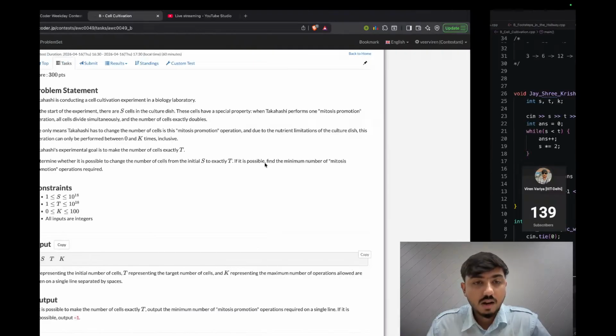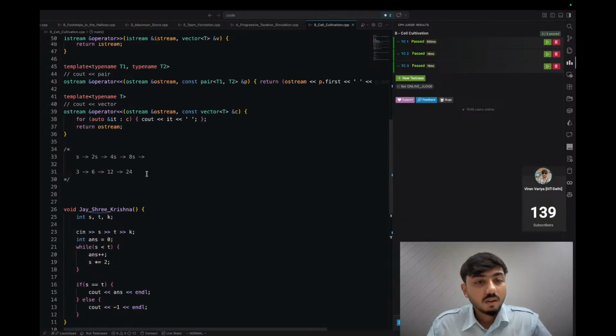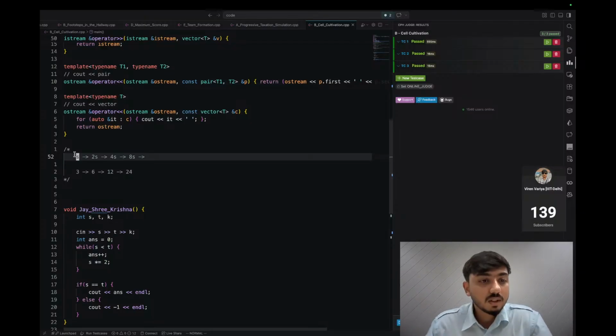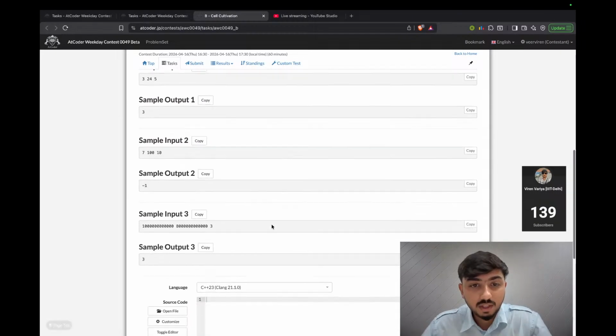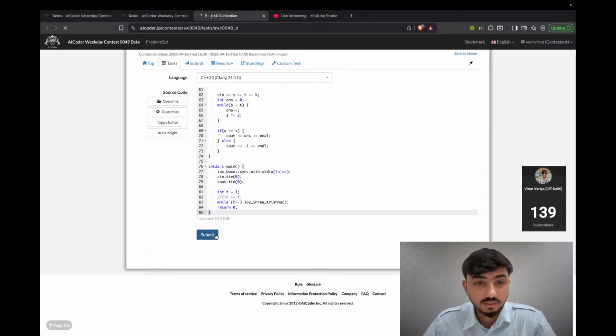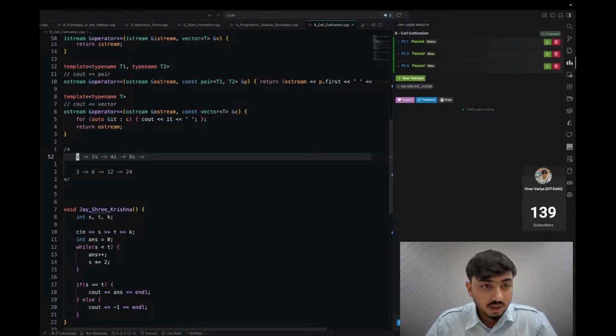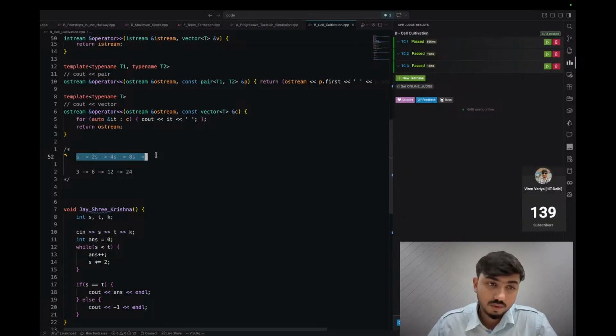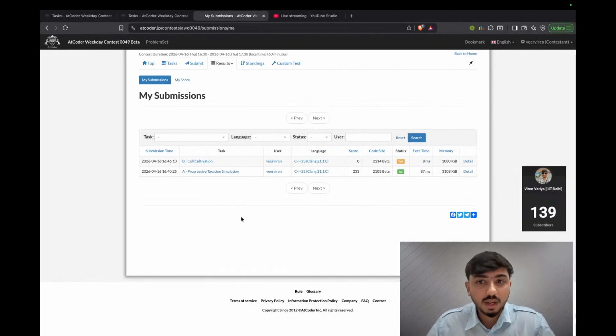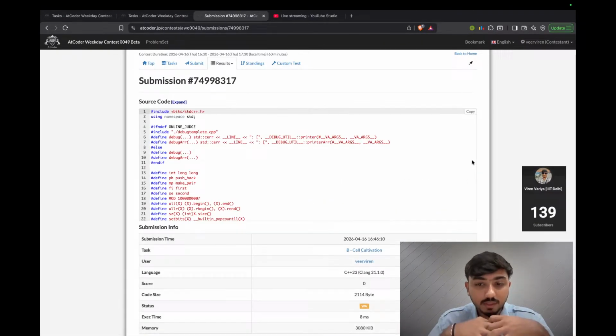Always try to simulate the problem into a visual form. Let me submit and then give you the jargon if it is accepted. It will accept. See what we saw: we have source S and we have to reach some target T. The only operation we have is you can multiply by 2 and you have to find the minimum. So you can either multiply or stop, but we are getting a wrong answer. That means we are missing something.